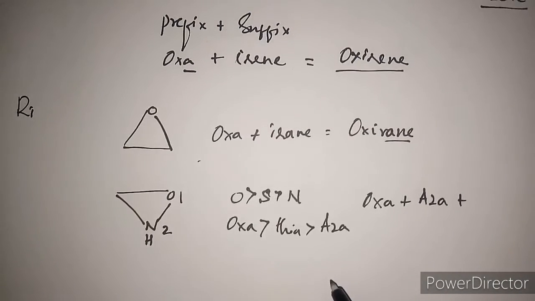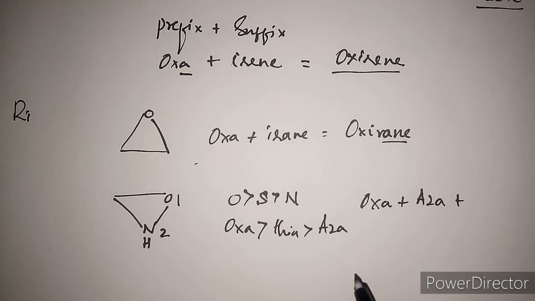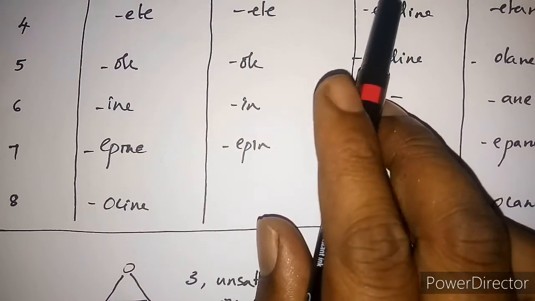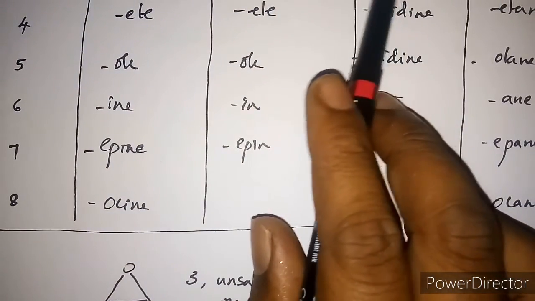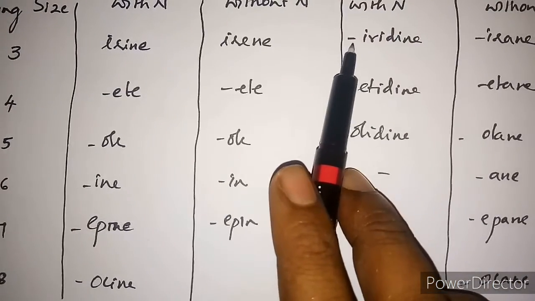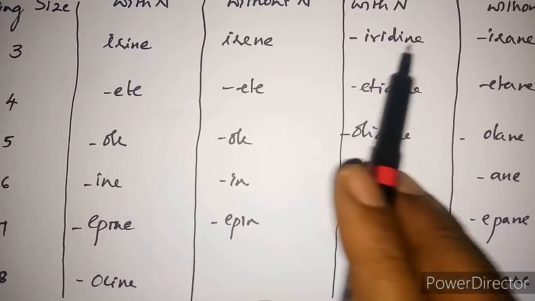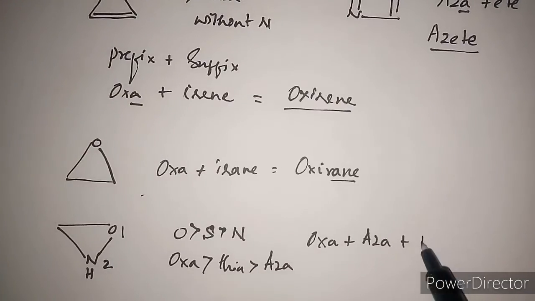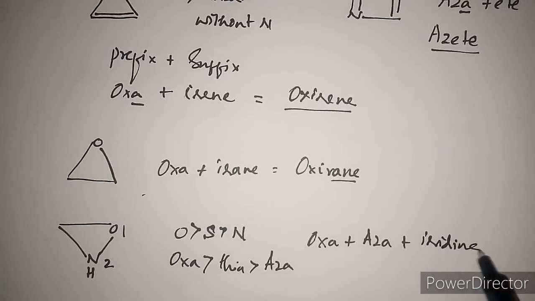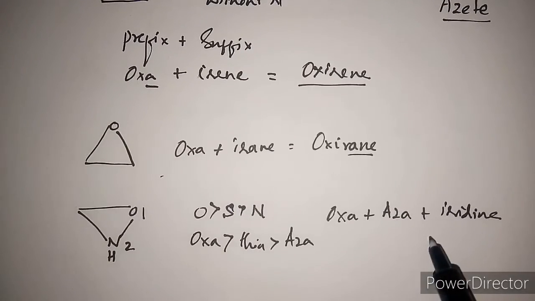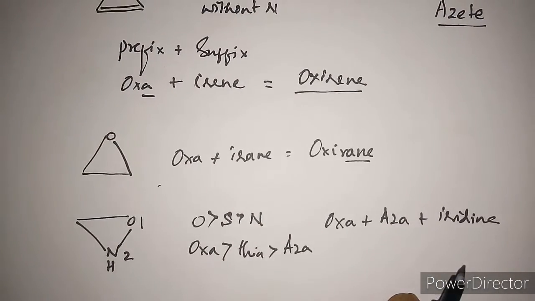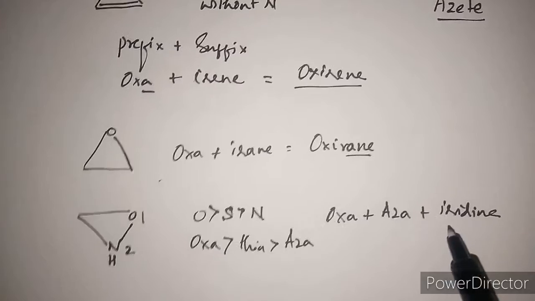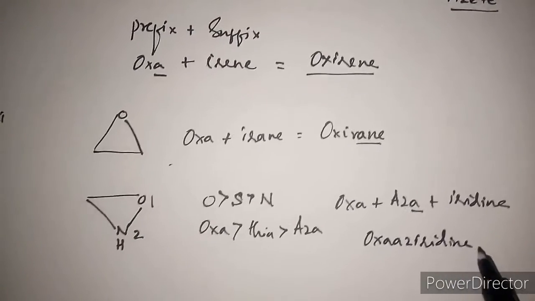Now it is a three-membered saturated system. A three-membered saturated system with nitrogen, iridine. So we need to use iridine, and it will be oxaziridine.